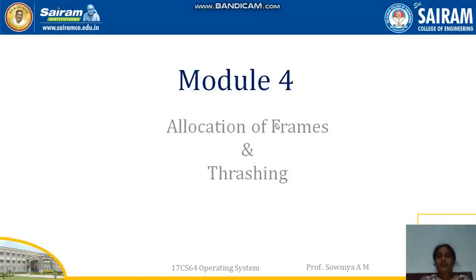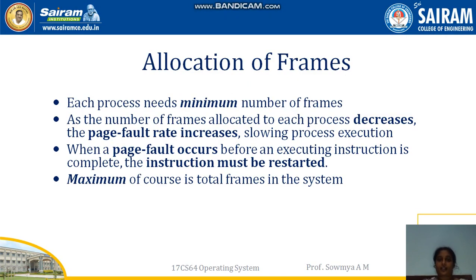Hello everyone. Next topic in module 4 is allocation of frames and thrashing. So allocation of frames is the number of frames given to each process. This is what allocation of frames is. Each process needs a minimum number of frames that it requires.